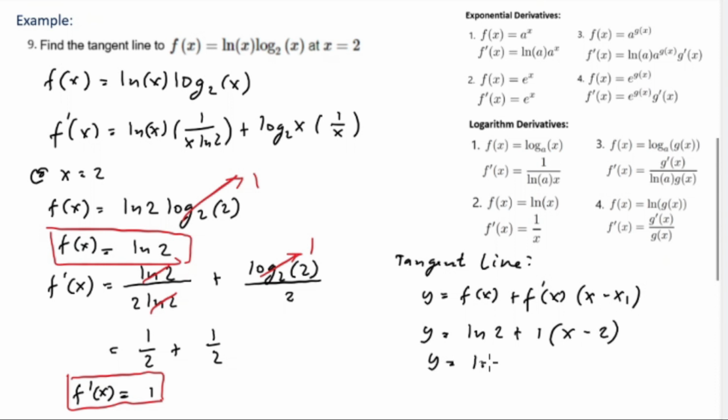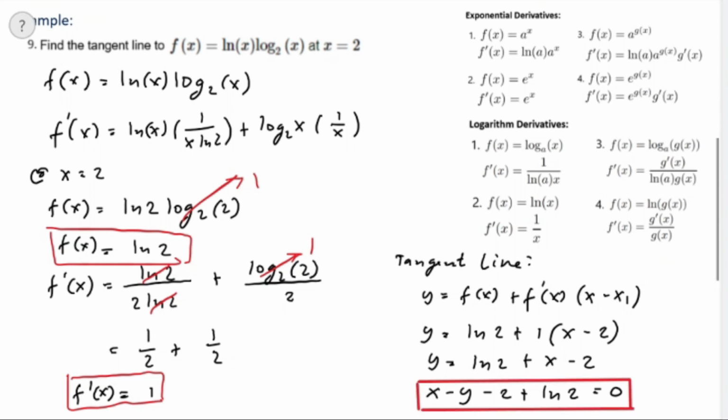y is equal to ln of 2 plus 1 times x, which is x, and 1 times negative 2, which is negative 2. And we rearrange, transferring x and y to the right side, which gives negative 1, negative y, and minus 2 plus ln of 2 equal to 0. And this is the equation of the tangent line. And that's example number 9.